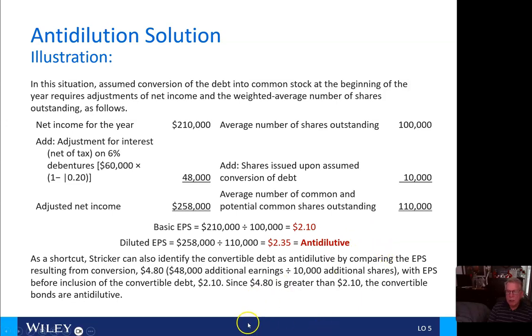So as a shortcut, Stricker can also identify convertible debt as anti-dilutive by comparing the earnings per share resulting from the conversion. And that's $4.80. We take the $48,000 here and divide it by the 10,000 additional shares. With the earnings per share before inclusion of $2.10, since $4.80 is greater than $2.10, the convertible bonds, therefore, must be anti-dilutive.